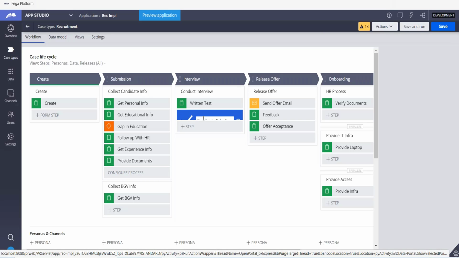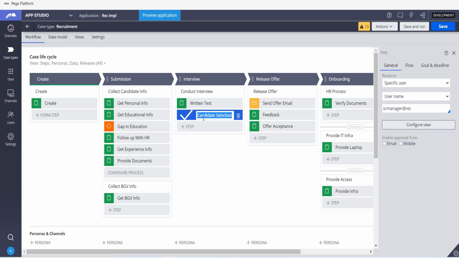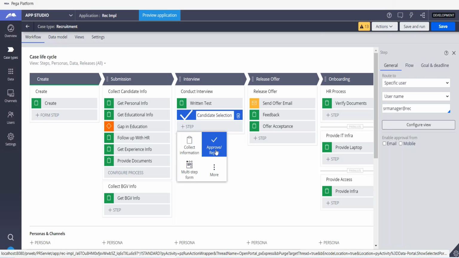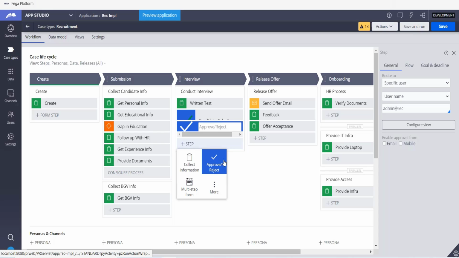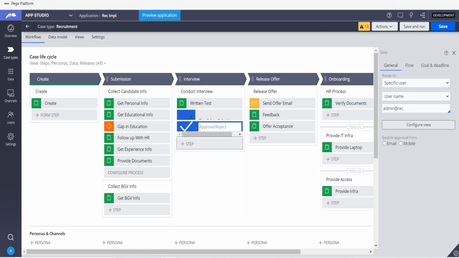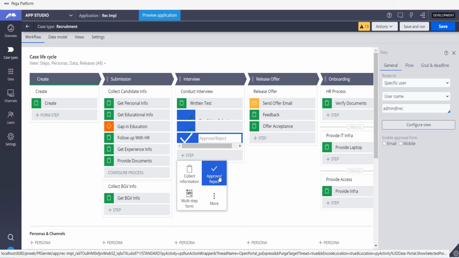Suppose now candidate selection is currently done by the senior manager. It is okay. But if I'm trying to hire a very senior person, I need multiple levels of approvals. Correct? So can I just keep on adding this approve reject step for each of it? If I have 4 levels of approval, can I add 4 approve reject steps like this? Is that okay? No.